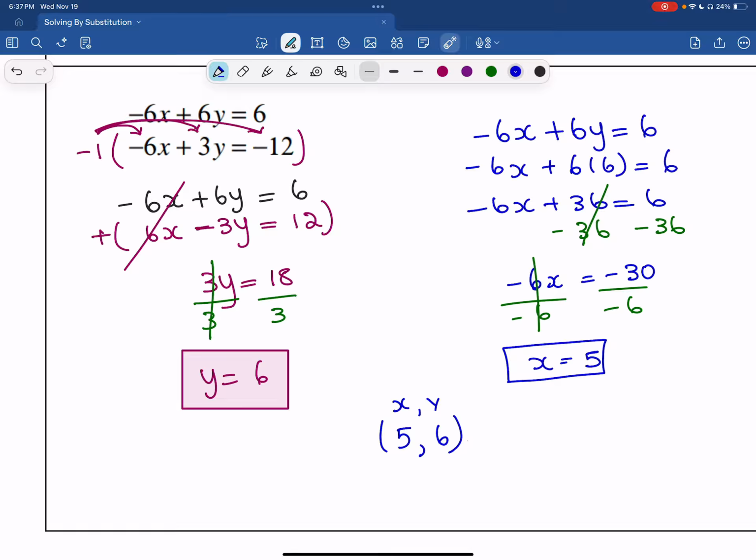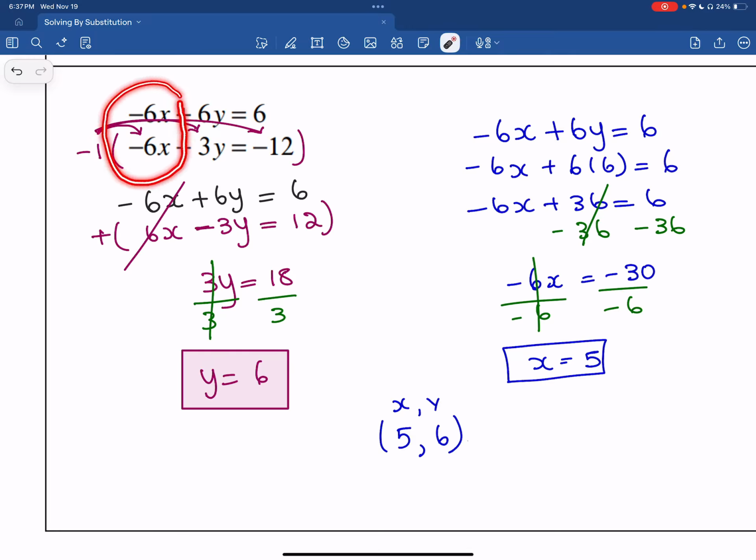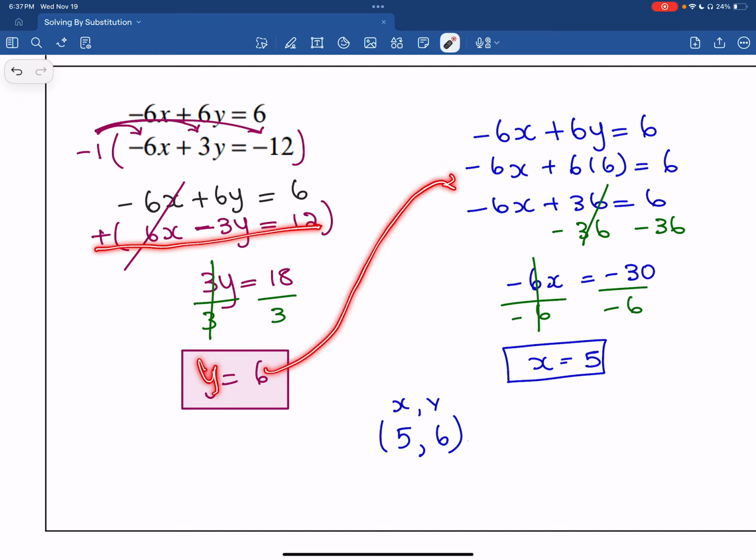All right, so this one was just different because it wasn't the y's that were opposite, it was the x that was opposite, but it's still the same step. We still needed to multiply by -1 to make them opposites. Then we added the two equations together, solved for y, and then used the y value to solve for x. So same steps, we just found the y value first.